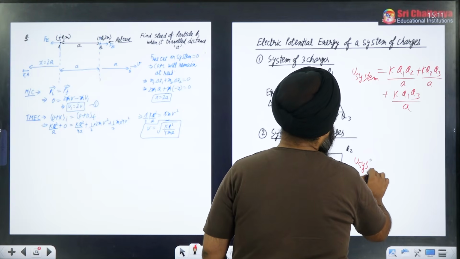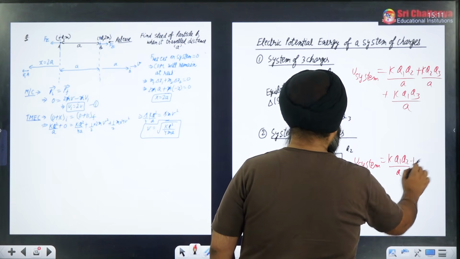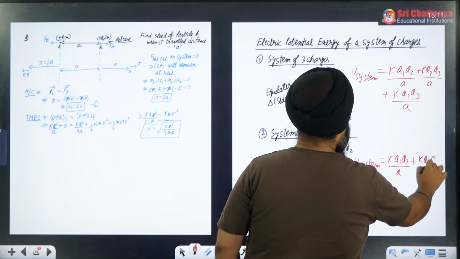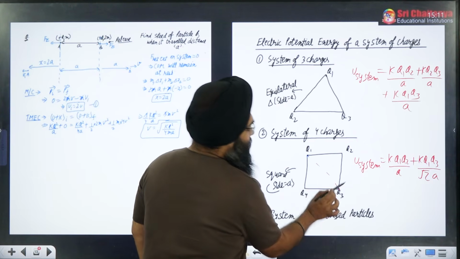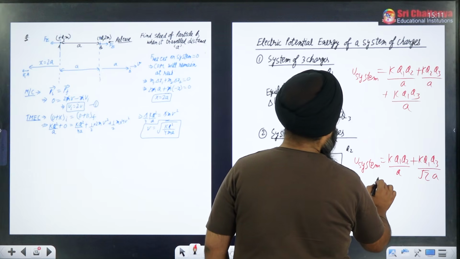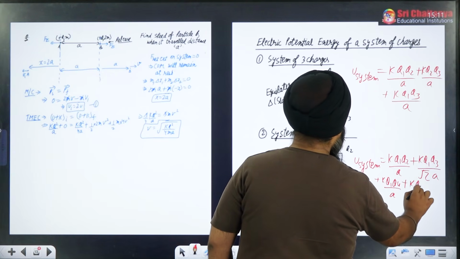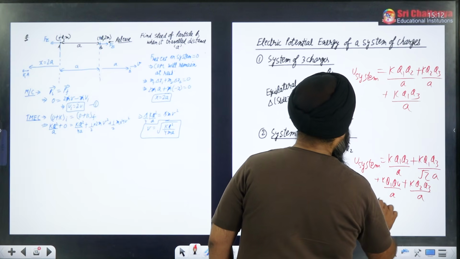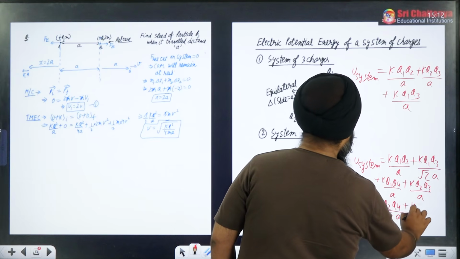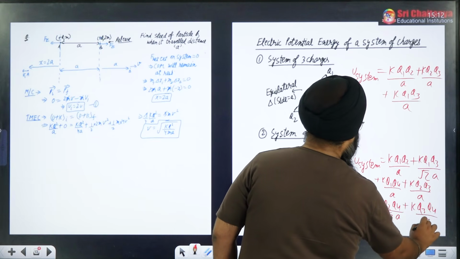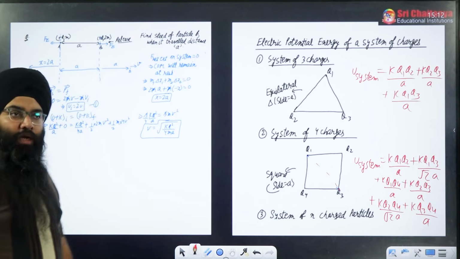What will be the potential energy of the system? It will be K Q1 Q2 divided by A plus K Q1 Q3 divided by root 2 A. Why root 2 A? Because Q1 and Q3 are separated by a distance of root 2 A. Plus K Q1 Q4 divided by A. Similarly for Q2 you will write K Q2 Q3 by A plus K Q2 Q4 by root 2 A. And finally for Q3, it will be K Q3 Q4 by A. So how many pairs are there? 1, 2, 3, 4, 5, 6. 6 pairs will be there, and this is how you will find the potential energy of the system.